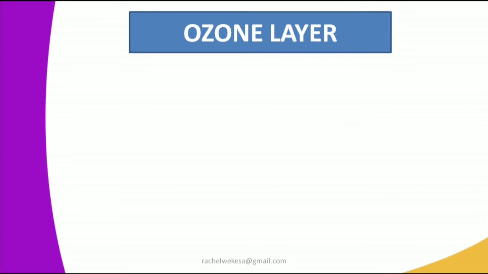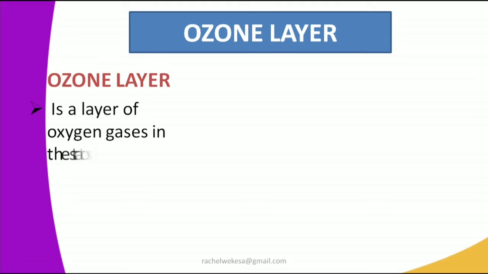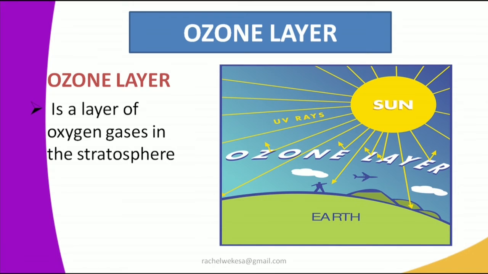Let's move on to the ozone layer. On the ozone layer, we are talking about the layer that is between the Earth's surface and the higher atmosphere, that is the skies. The ozone layer, you have just heard about it. It has been in the environmental talk for a long time now. The ozone layer is a layer of oxygen gases in the stratosphere. Soon we are going to look at the structure of the atmosphere in the next lesson, and we will look at what a stratosphere is.